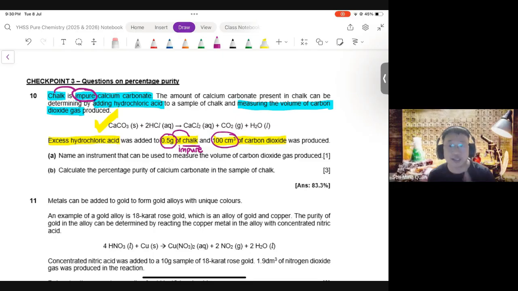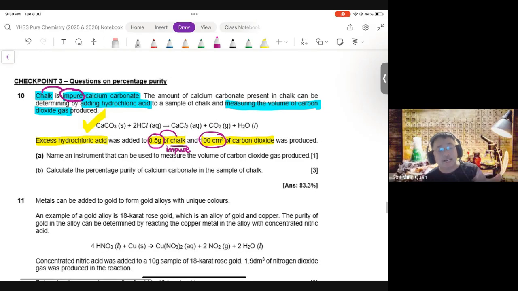So do we convert the 0.5 grams to moles in the first step? If you recall, just now I said, during the worked example, for things which are impure, we do not convert to mole. So do not convert the 0.5 grams to mole because you don't know how much from the 0.5 grams is actually calcium carbonate. Remember, if it's impure, they are impurities. It's not all calcium carbonate. So we do not convert the 0.5 grams of chalk to moles. What we convert to moles is 100 cm cube. All right, so let's start.